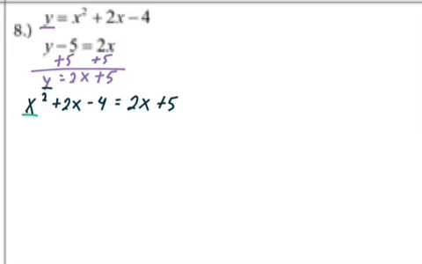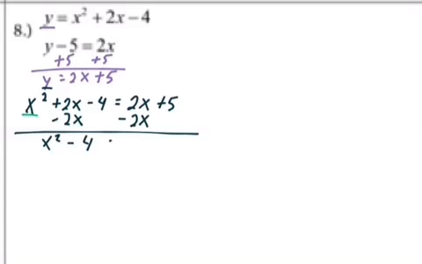Since you have an x squared, you're going to want to set your equation equal to 0 by subtracting 2x from both sides. 2x minus 2x cancels out, so x squared minus 4 equals 5, minus the 5 from both sides, so x squared minus 9 equals 0. Again, to solve, you can either factor or use the quadratic formula.